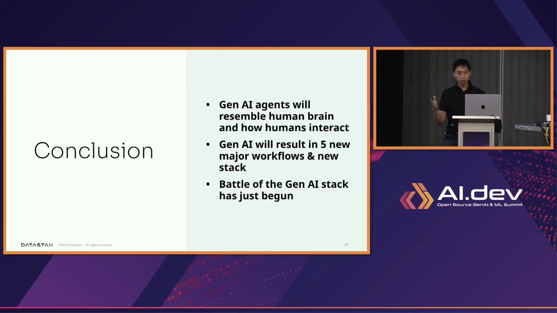So the conclusion is generative AI agents will resemble more the human brain and how humans interact over the next few years. Generative AI has at least 5 major workflows and a whole new stack to support those major workflows. And the battle for the Gen AI stack has only just begun. Thank you.